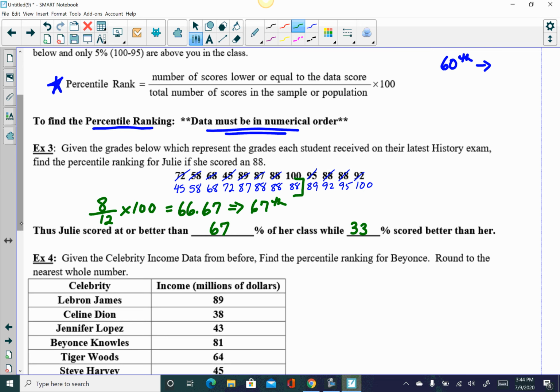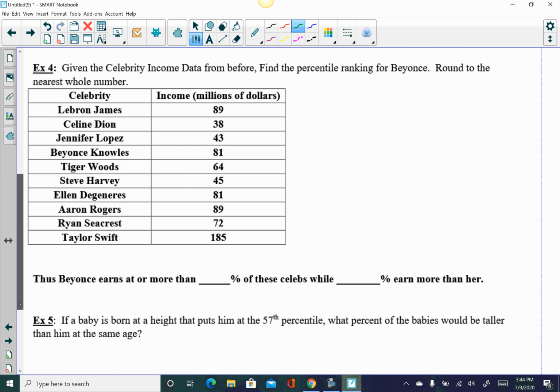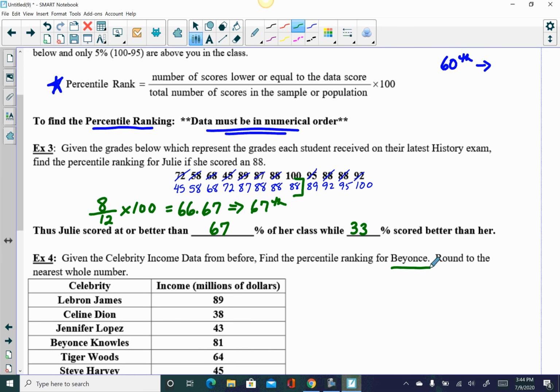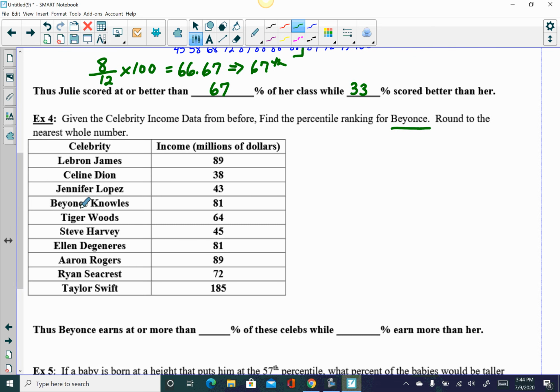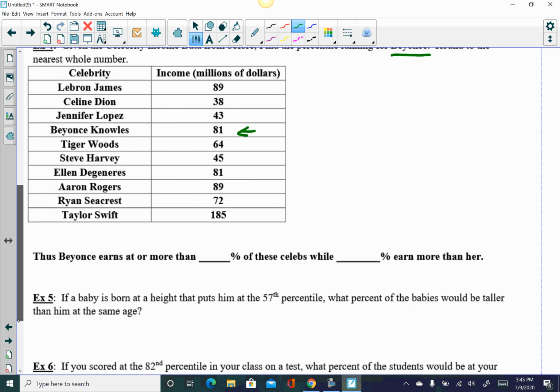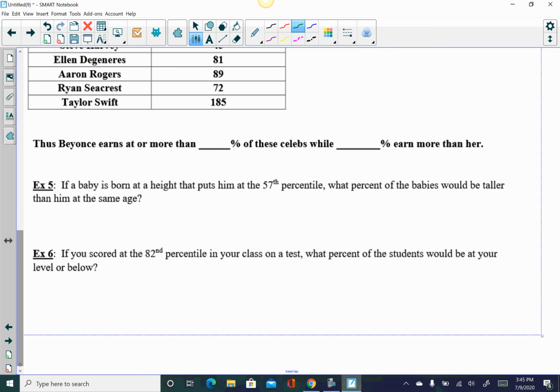Okay. Example 4 is back to the celebrity income data from the previous set of notes. So this would be a good one then for you to try. Put that data in order and find the percentile ranking of, I'm asking for Beyonce. So you would find the percentile ranking of her income of 81 million. Okay, answer key is provided for you online in Blackboard. And then I'll do one more down here with you.